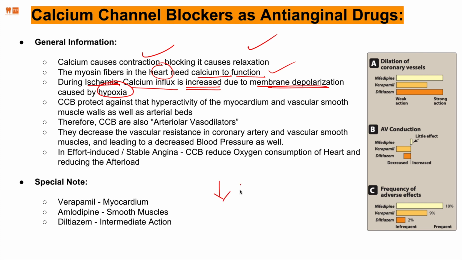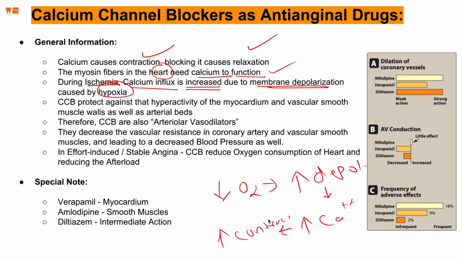So, in essence, reduced oxygen increases depolarization of the membrane, which then increases calcium influx, which then causes an increase in contraction. Therefore, it causes pain. Okay? Calcium channel blockers protect against that hyperactivity of the myocardium and vascular smooth muscle walls, as well as arterial beds. In other words, nitrates were vessels, beta blockers were heart, CCBs are heart and vessel.